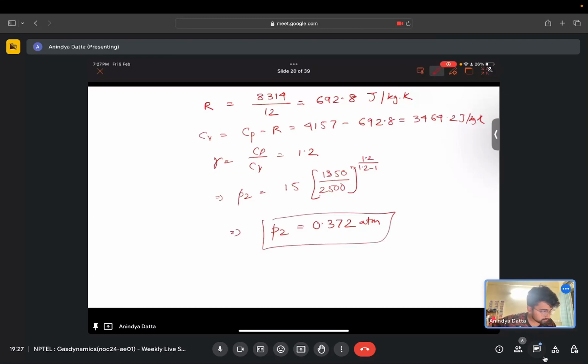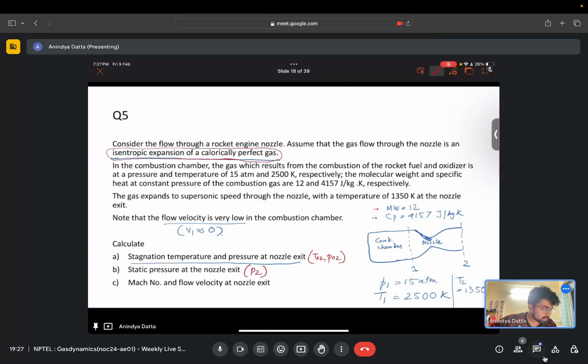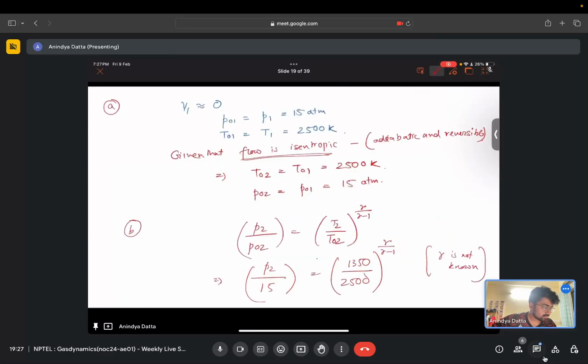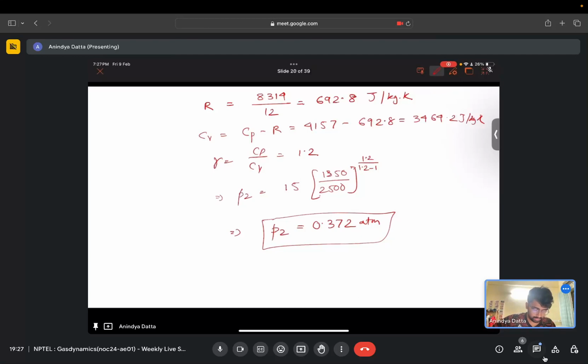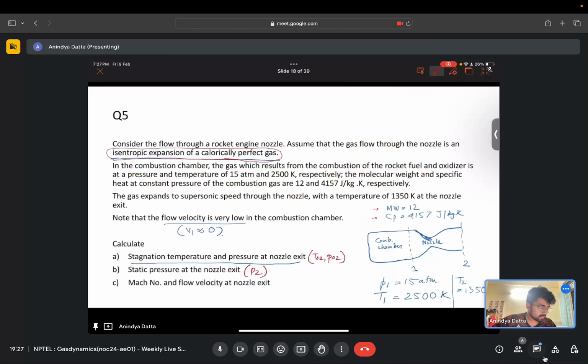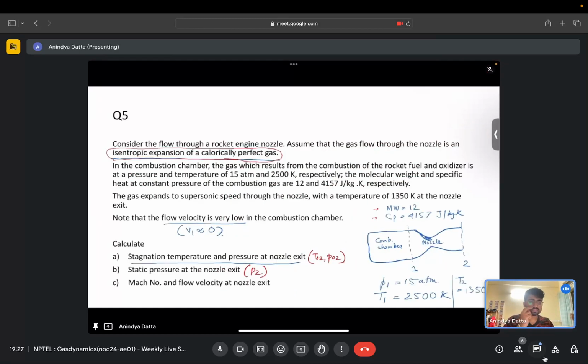Any questions? Is it clear, right? So we just apply the isentropic relation to compute the static pressure. Since the gamma value is not known, we compute it from the given values of Cp and molecular weight. First we compute R, the gas constant, then Cp is given, we compute Cv, and compute the ratio Cp by Cv to get the value of gamma.